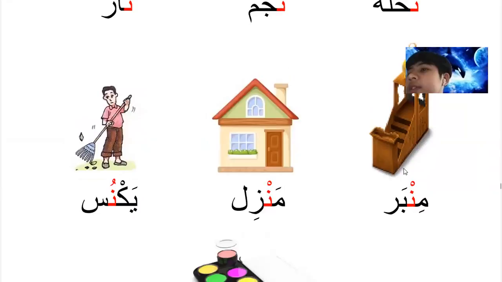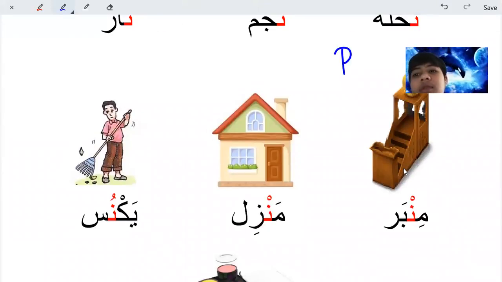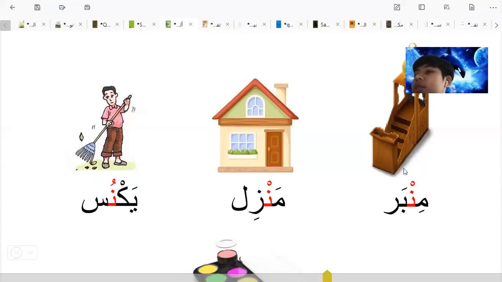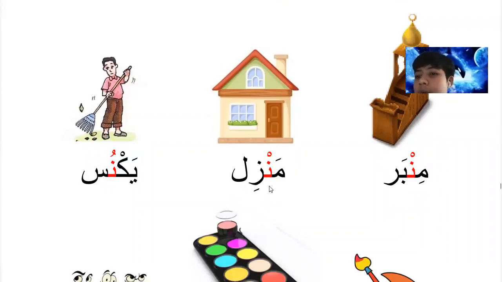Pulpit. Do you go to mosque? No, COVID. Okay. In the mosque, a mimbar is placed on which the imam sits and gives the sermon. Oh yeah, I think I saw it.